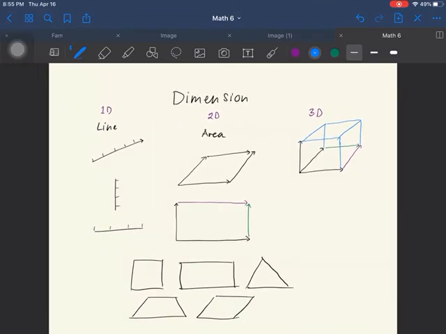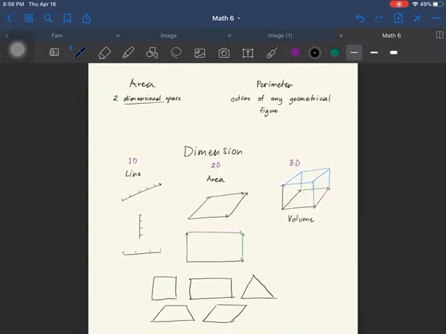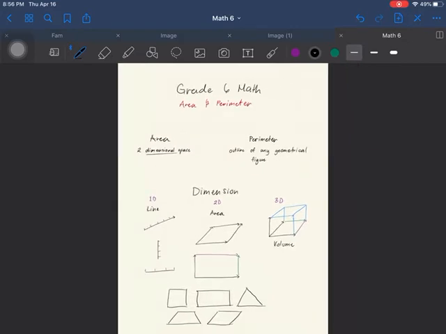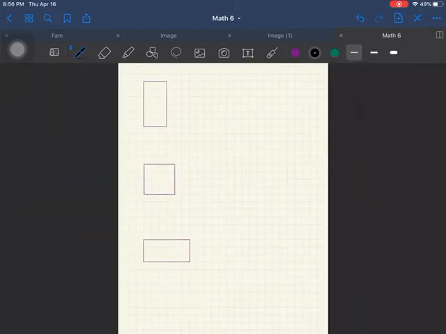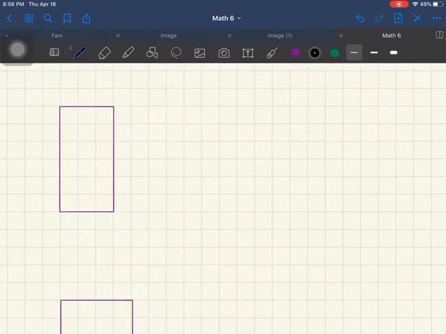So that's what we mean by dimension. It's just the number of measurements that we are making to create these figures. So 1 dimension refers to a line, 2 dimensions refers to an area, and 3 dimensions can be represented using the word, I think you know this, volume. All right. Now, going back, what is an area and what is a perimeter? Let's look at this 2D image first. By definition, we call this a rectangle.